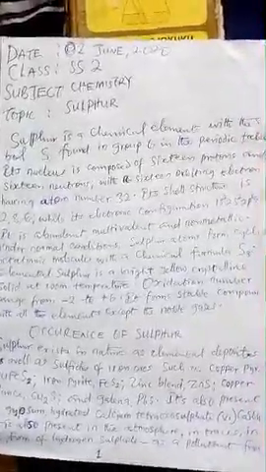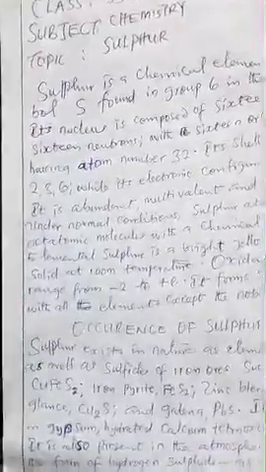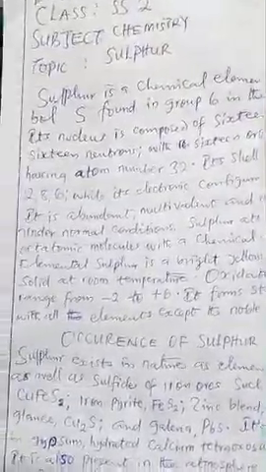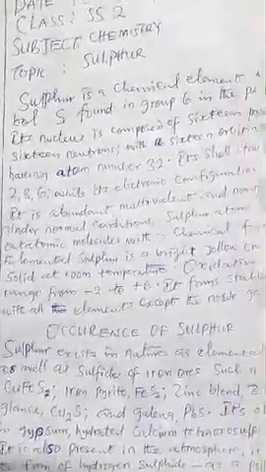Under normal conditions, sulfur atoms form cyclic octatomic molecules with a chemical formula S8. Elemental sulfur is a bright yellow crystalline solid at room temperature.